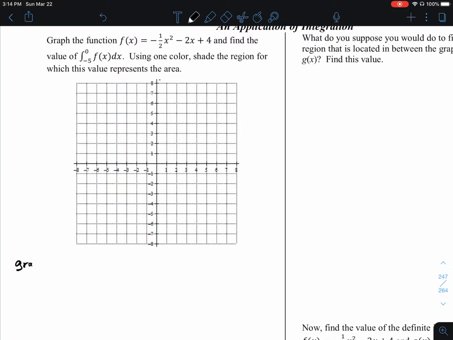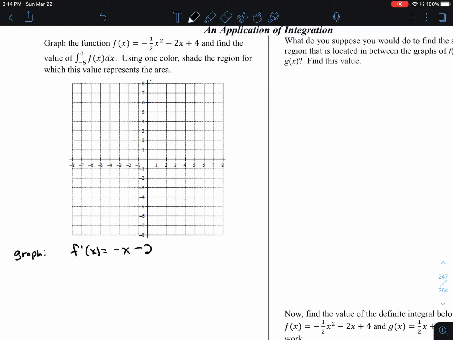So this is the work for the graph. If we take the derivative, f prime, the derivative of -1/2 x squared: you take the 2 times the front, 2 times -1/2 is -1. Subtract 1 from the exponent, and it's going to be x to the first. The derivative of -2x is -2. The derivative of +4 is 0.